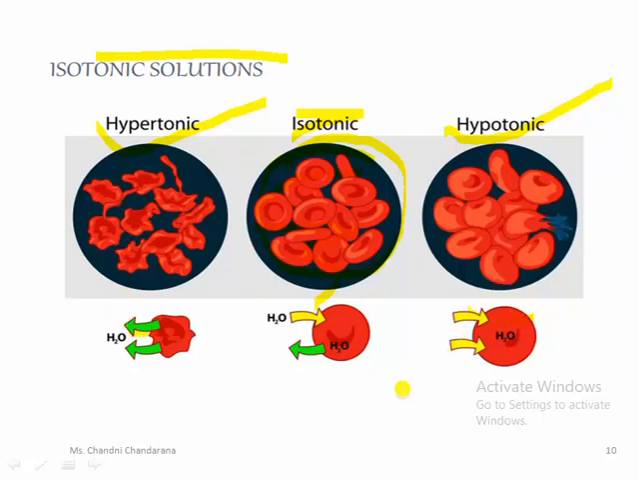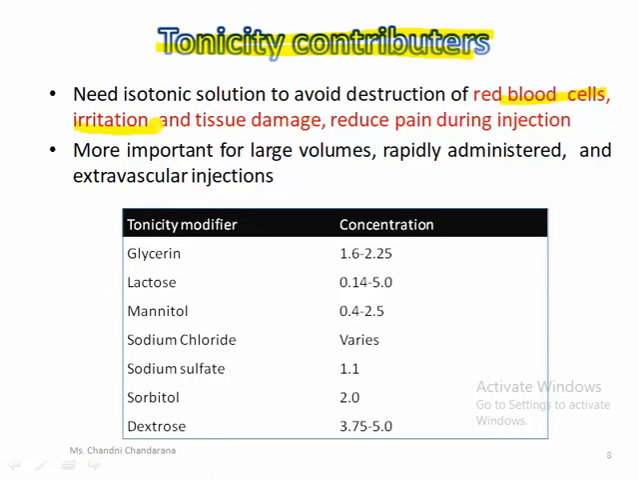Sometimes it produces the shrinkage of the cell, then it will produce the swelling of the cell. So we should maintain isotonicity, so we require 0.9% NaCl. Now we will see the tonicity contributor, meaning why it is very important to maintain isotonicity: to avoid the destruction of red blood cells, that is hemolysis, and to avoid irritation when we are applying the injection.